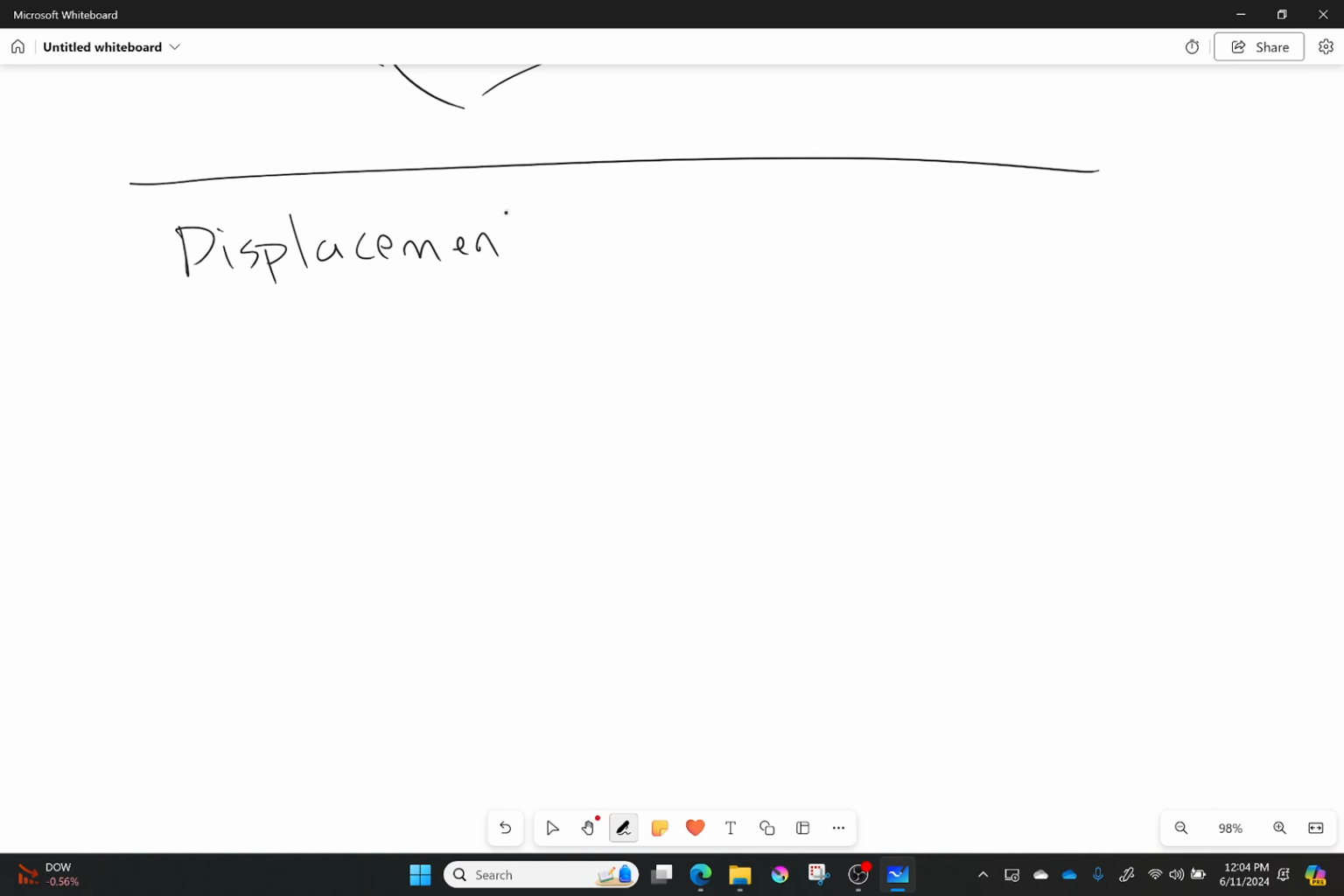So the next thing we're going to talk about is what's called the displacement thickness. I'm going to give you an equation, and then we're going to talk about ways to think about it, because it does matter. We call this delta star. That's not the same thing as delta. That's the boundary layer thickness. This is the displacement thickness.